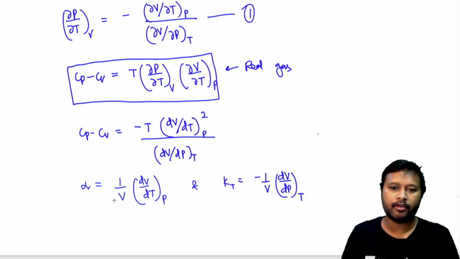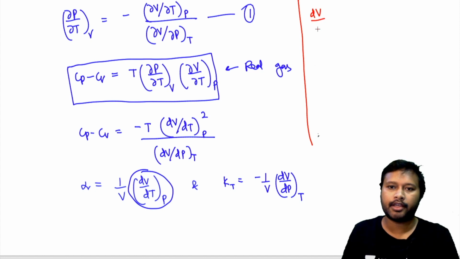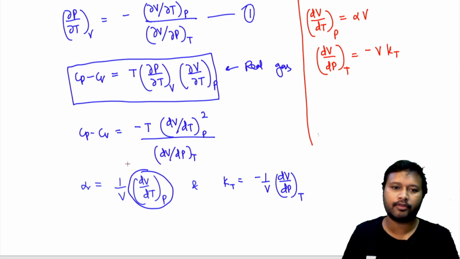So you can substitute their values. We don't have 1 upon V over here, so dV/dT at constant P is going to be alpha V. I can substitute it here, and this will be alpha square V square, because the value of this is alpha V. And dV/dP at constant T will be equal to minus V kT. So I'm just going to substitute these two values.